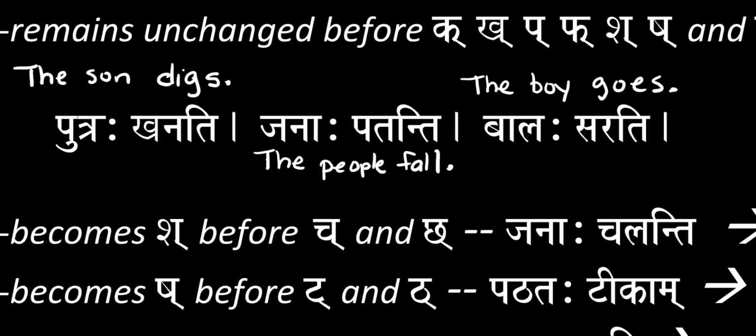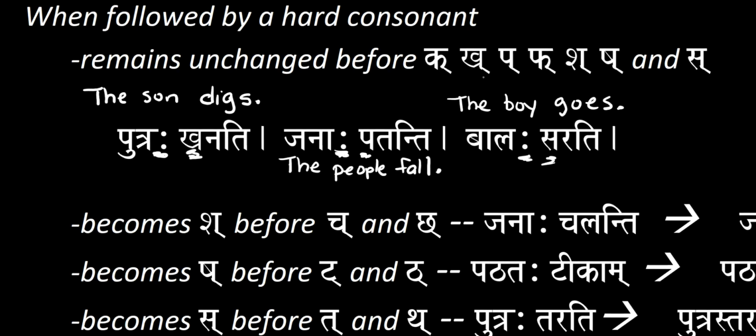I want you to identify the visarg in all of these sentences. There's a visarg after putraha, janaha, and balaha. That's the visarg. Nothing happens to it. It remains unchanged because a ka is following the first visarg, a pa is following the second, and a sa is following the third visarg. These letters that I just underlined are part of the rule where the visarg remains unchanged. Here's the ka, here's the pa, and here is the sa. So that remains unchanged.